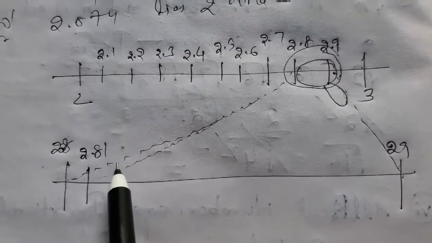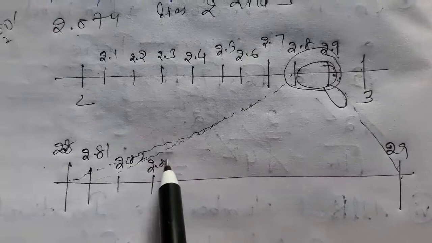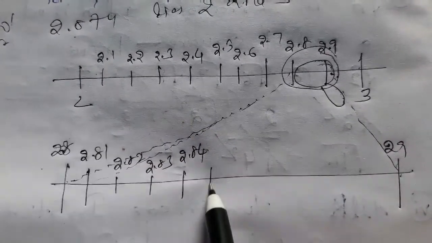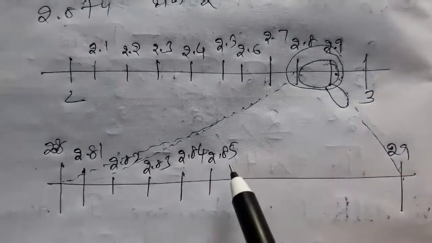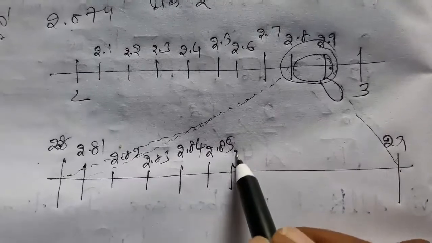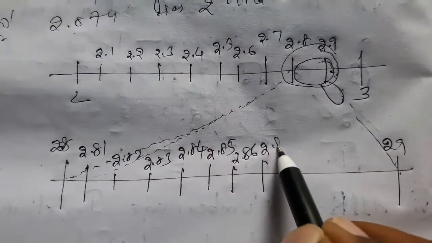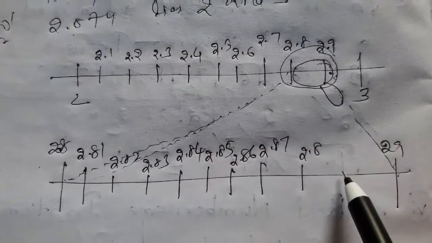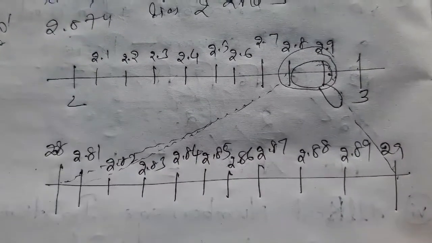2.81, isn't it? 2.82, next 2.83, next 2.84, next 2.85, isn't it? Next 2.86, next number 2.87, next number 2.88, next number 2.89, next is.